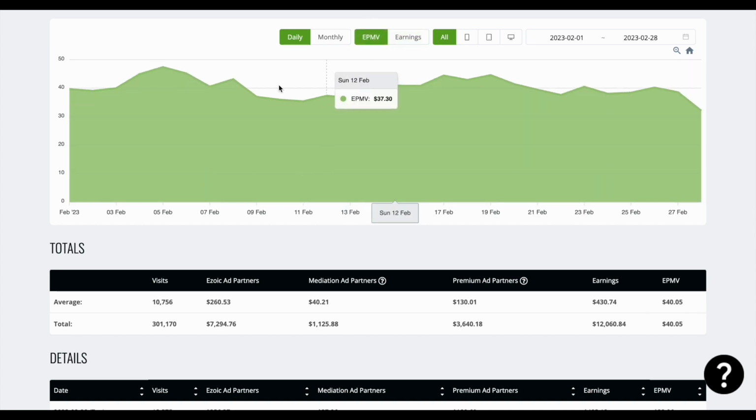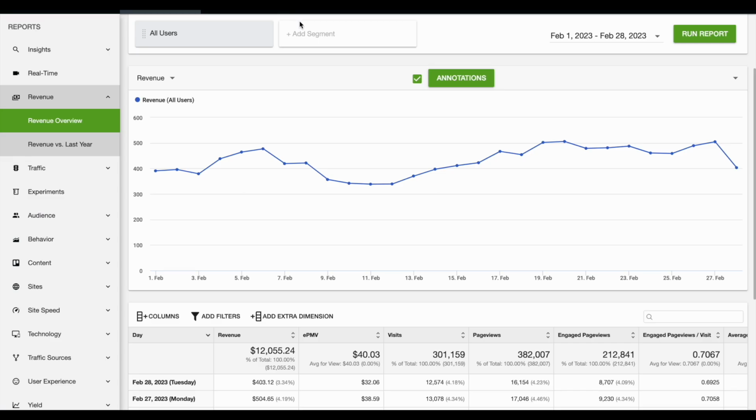So EPMV for the month of February was pretty good. As you can see, it fluctuated around and averaged about 40 to the end of the month. It did go pretty low, and we have still had a few days in early March similar to that. All right, so looking at going into big data analytics within Ezoic, we can see a breakdown of the figures here. So revenue for the month, page views for the month, and I guess engaged page views is a useful figure as well. So people staying on the page, looking at the content, etc.